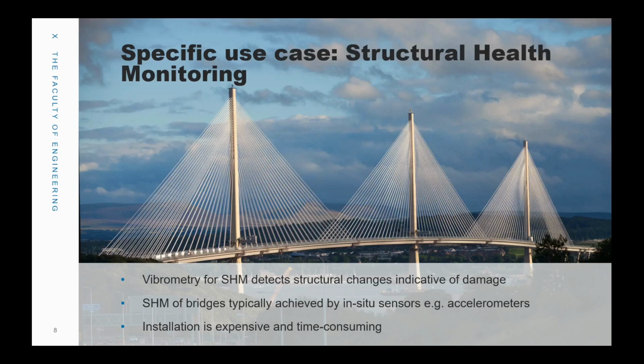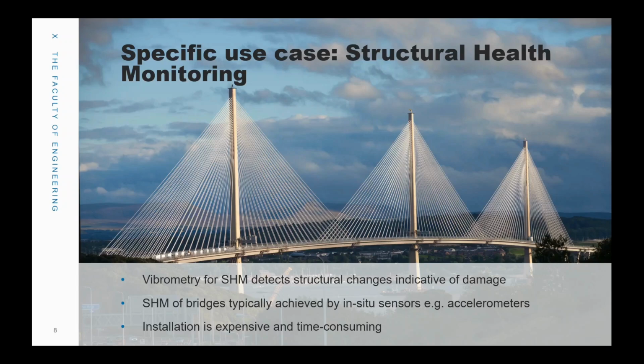So for this talk, I'm talking about the specific use case of structural health monitoring. Vibrometry for SHM detects structural changes indicative of damage by comparing different spectra at different times of the same structure. So you measure the vibrational signature of a structure as natural modes. If those modes change over time, it indicates that something has changed in the structure. You generally need to investigate that.